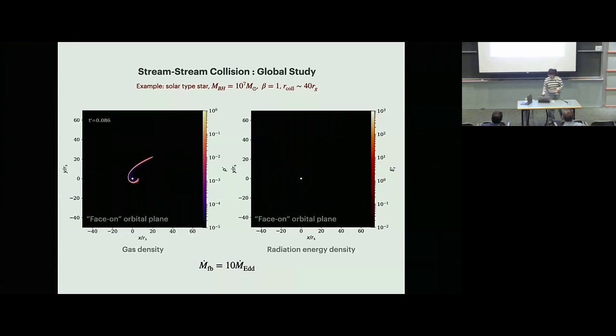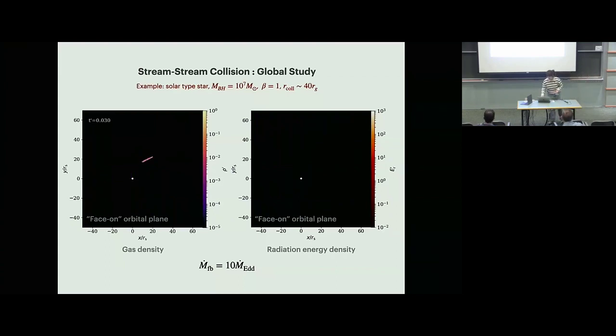So let's put everything in motion. Here on the left, I'm going to show a movie of gas density looking face down. So we are looking at the orbital plane, and we're not actually capturing the stellar disruption process. That would happen much further away from the black hole. Instead, we model the debris stream as a thin, cold stream that is injected pretty close to the black hole at a fixed fallback rate.